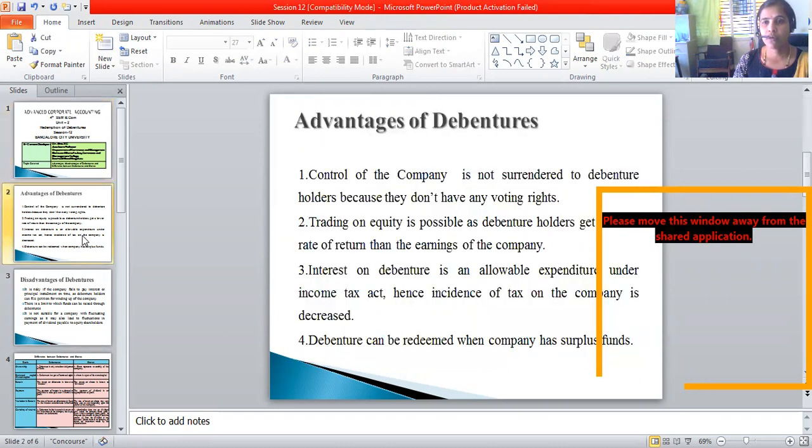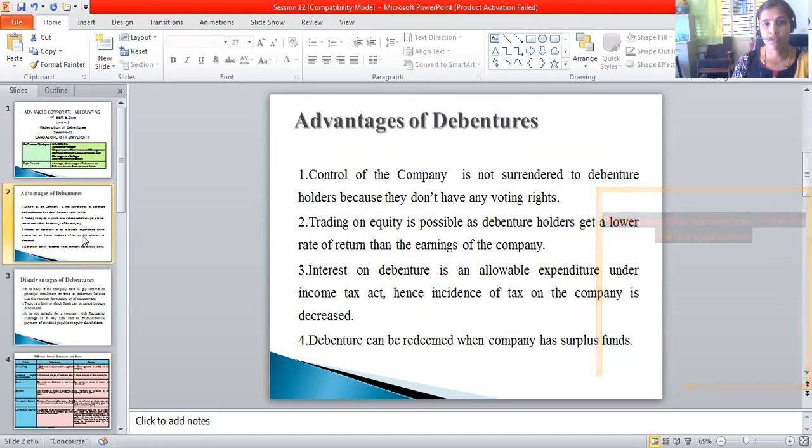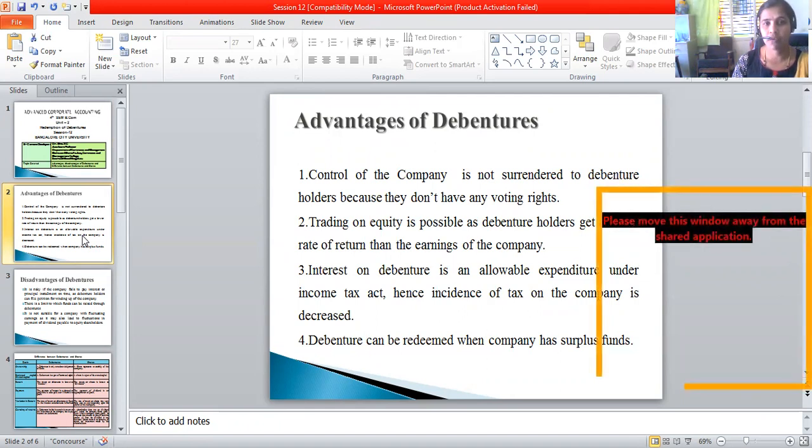So we know that debentures are a debt form of capital in the company. They sometimes will have a charge on the assets of the company. So they're one of the preferential creditors of the company. Debenture holders are supposed to get interest every year on the amount that they have given to the company in the form of debentures. Now let us see what are the advantages that the debenture holders have.